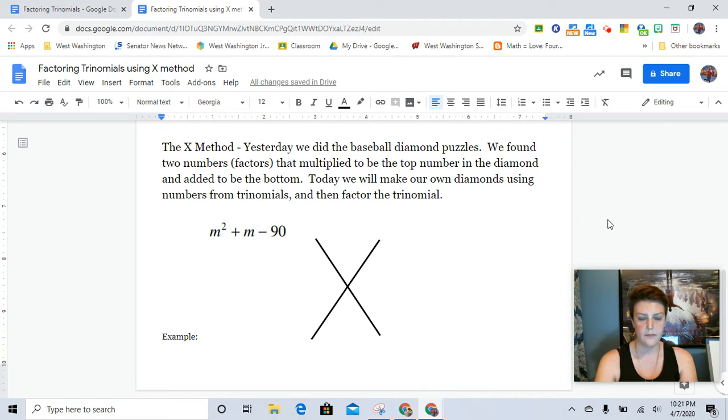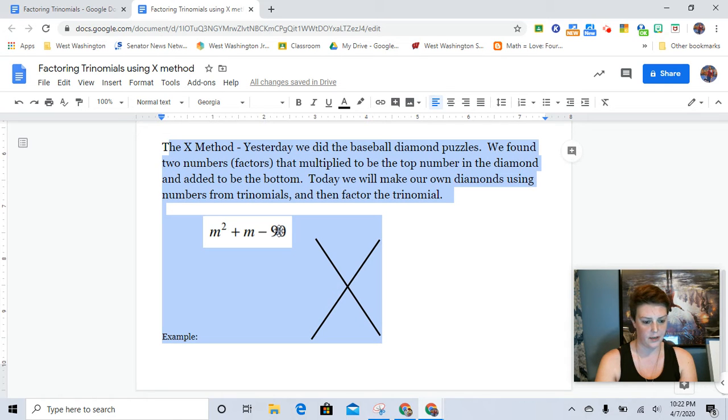Yesterday, we did the baseball diamonds. We found the two numbers, the two factors that multiply to be the top number in the diamond, and then added up to be the bottom. Obviously here we don't have any numbers yet, but we'll get there in a second. So today we're going to make our own diamonds using numbers from trinomials, and then we're going to use those to factor the trinomial. So here we go.